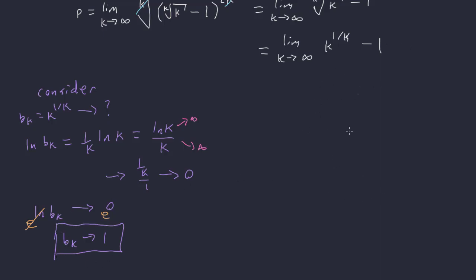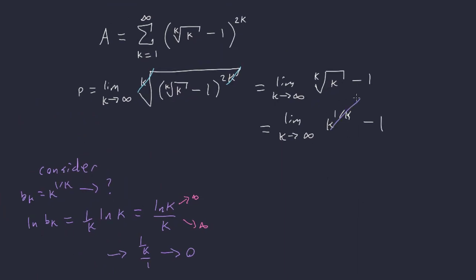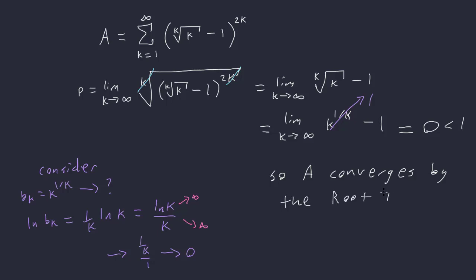Okay, so this thing is going to 1. So we have 1 minus 1. So this whole limit here is going to 0. Okay, which is definitely less than 1. So A converges by the root test.